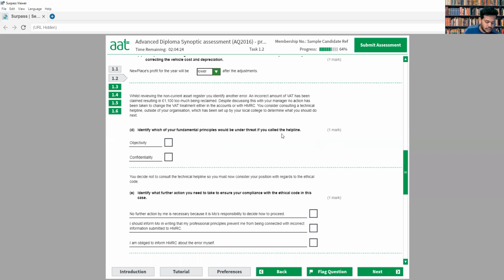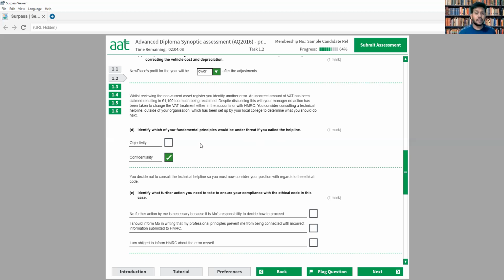It's very, very important to understand, because if I call the helpline, they'll ask what happened, what is the story. Now, you will tell all the confidential information. So obviously, if you tell that, your confidentiality will be threatened here, the fundamental principle.